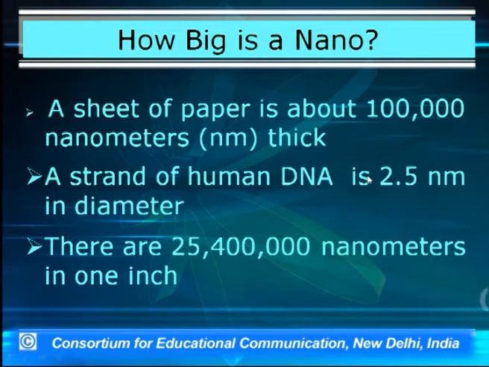So, you can now imagine the thickness of a sheet of paper which we normally use. Its thickness is 1 lakh nanometers. And one single strand of human DNA has a width of 2.5 nanometers. That is the diameter of the helical coil structure of the DNA strand, which is of the order of 2.5 nanometers. And if we compare, 1 inch of length would be having 25 crores, 4 lakh nanometers.